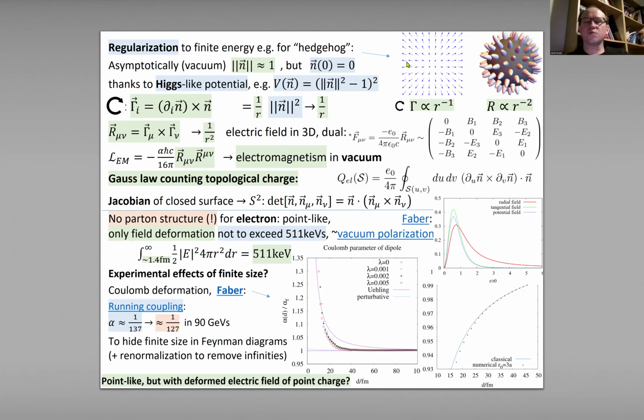For example, the standard Higgs potential would prefer unitary vectors, but also would allow them to deform into zero vectors. So we would get this kind of configuration for the hedgehog. Without regularization, we would get discontinuities in the center, which has infinite energy. So now we define this connection as a field, curvature as the F tensor. But now there is this infinity problem.